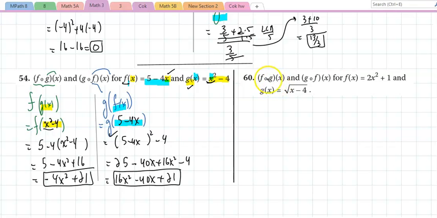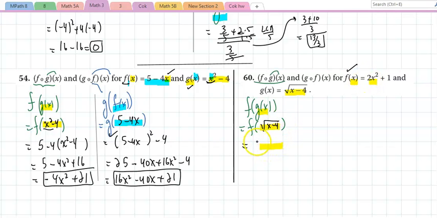Another example for us is number 60. f composite g, we group those together, so we're taking g of x. Anytime they don't give us a value, that means they want to embed the entire function. What's g of x? The g of x is the square root of x minus 4. Go to the function f. There is f. Wherever you see an x, replace x by that radical.